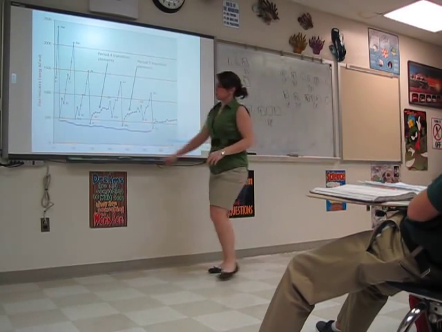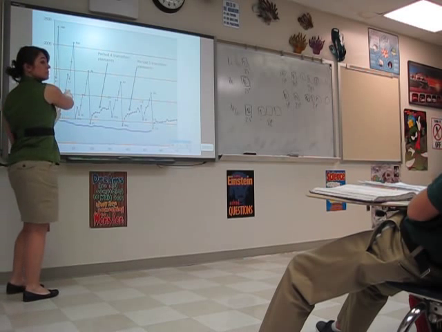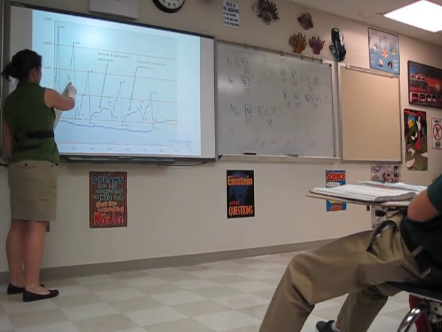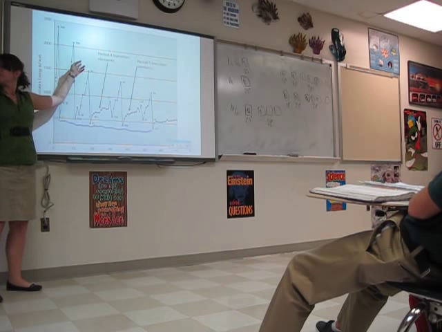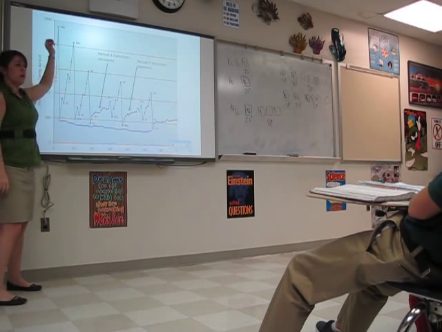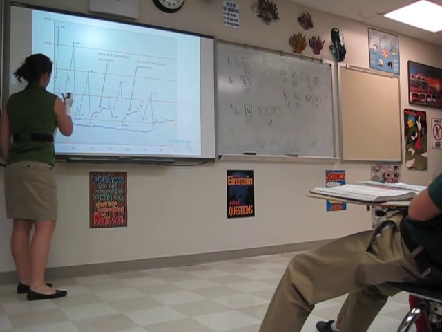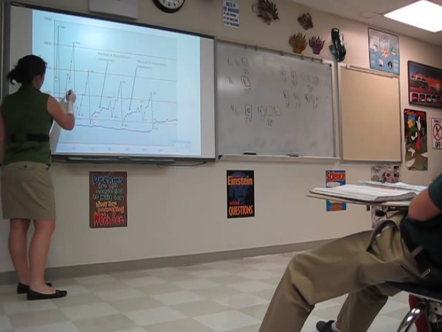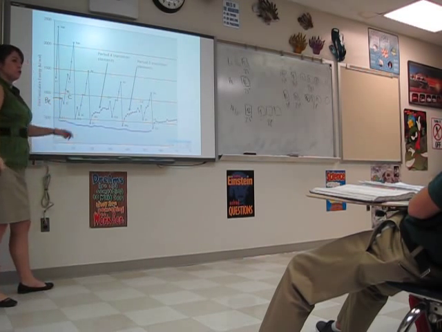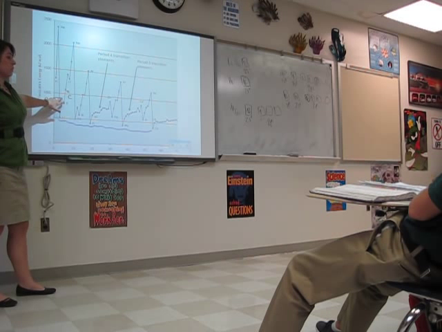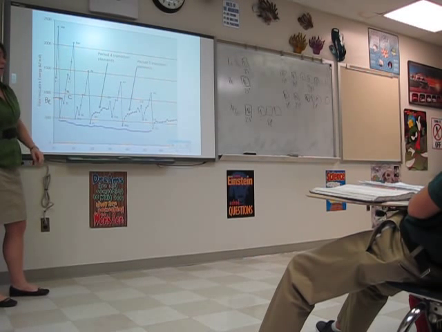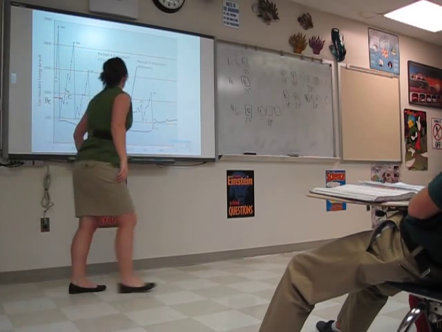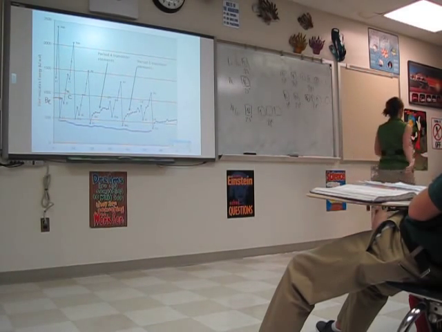Here's beryllium, boron, carbon, nitrogen, oxygen, fluorine, neon. Okay, so this is beryllium right here, and that's carbon. So the jump from boron to carbon overtakes that little tiny blip that was there. Okay? Does that answer your question? Okay. All right, cool.